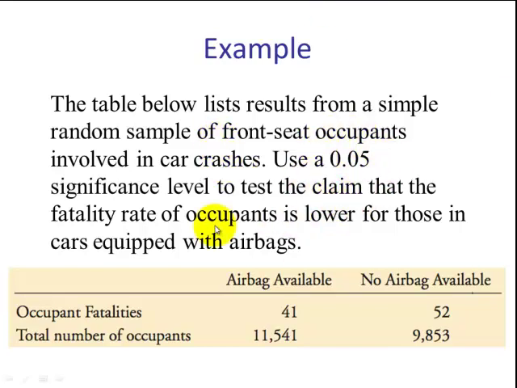The claim is we want to see if it's lower, so this is going to be a left-tailed test, and here we have our summarized data. This is how many people died out of this many who had airbags, and then this is how many died out of this number, 9,853, that had no airbags. And we want to see, is there a significant difference between these two proportions?